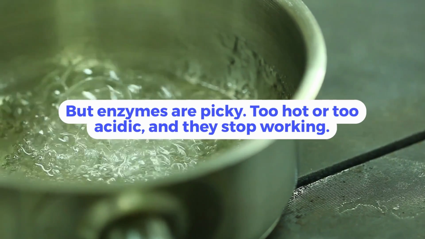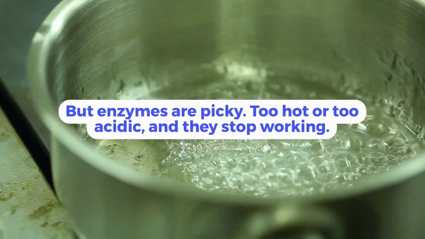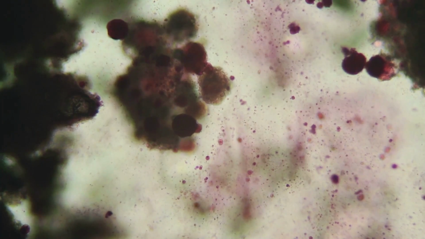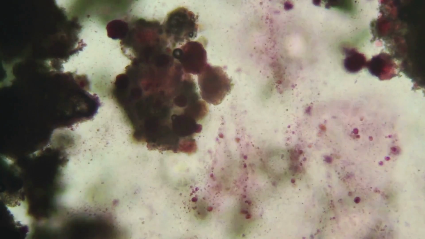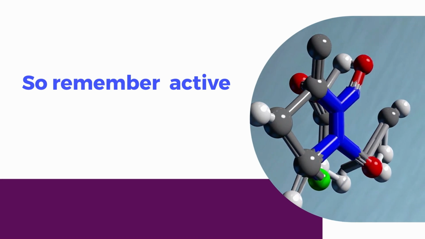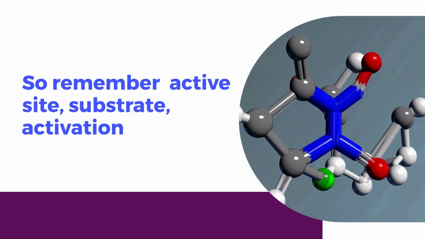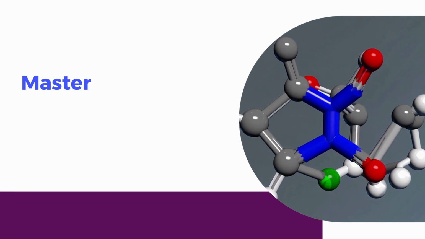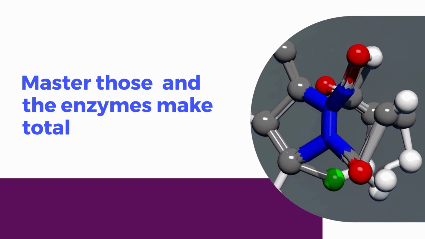But enzymes are picky, too hot or too acidic, and they stop working. Extreme conditions mess with their shape. If they lose that shape, they're done. So remember, active site, substrate, activation energy. Master those, and the enzymes make total sense.